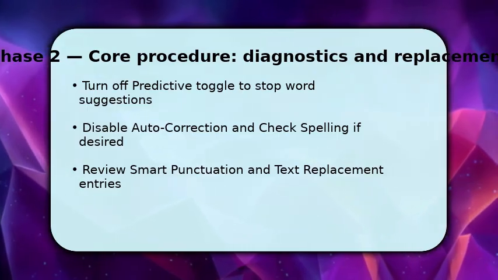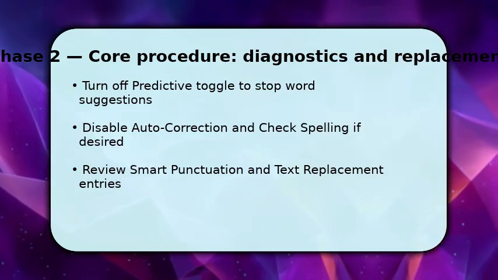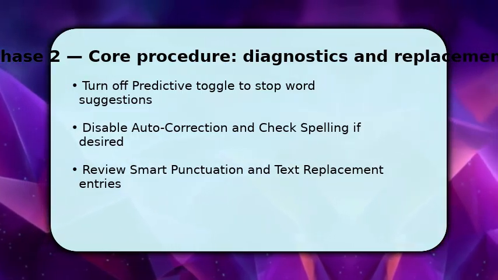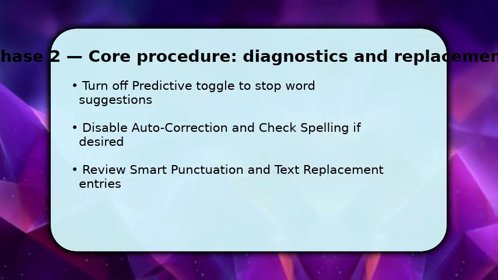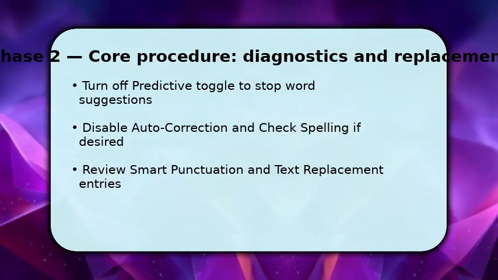Also scan Smart Punctuation and Text Replacement. Those can insert or change characters unexpectedly, so clear entries you don't want. You're adjusting behavior deliberately. This is why multiple toggles matter, not a single setting.